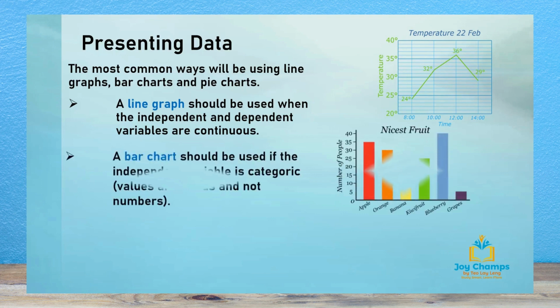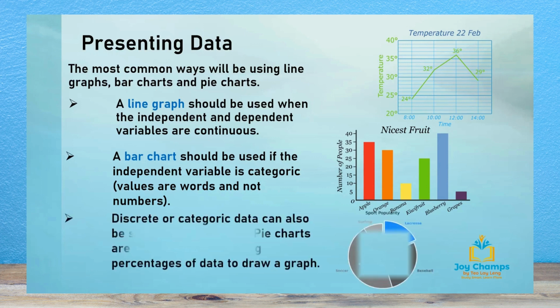Now, what about a bar chart? A bar chart should only be used if the independent variable, which is the variable that you change in the experiment, is categoric. Categoric means that they are values in words and not numbers. So, for example, if you are doing a survey and you want to find out which is the type of fruits that is the nicest, then along the x-axis you will actually have to plot the types of fruits which are actually words. So therefore you cannot use a line graph because there is no numbers involved. So we select the bar chart.